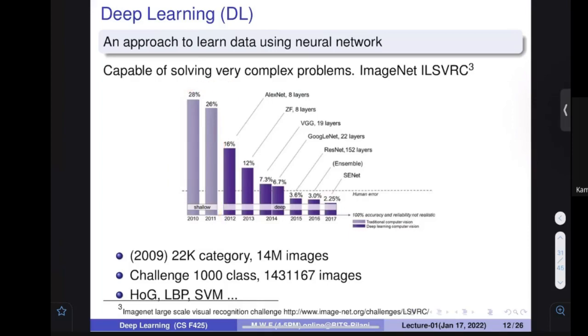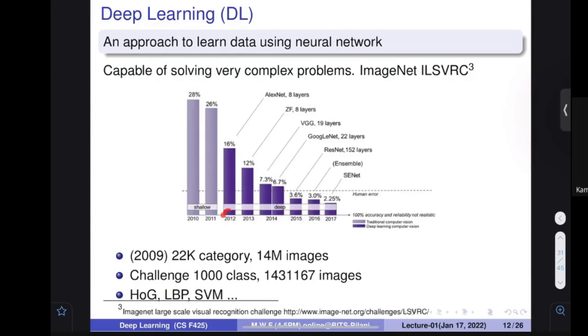These slides we will come back to in later classes. At that time people were using handcrafted methods such as histogram of gradients, local binary patterns, SVM, etc. And on this particular database, their error was at 28% or 26%.